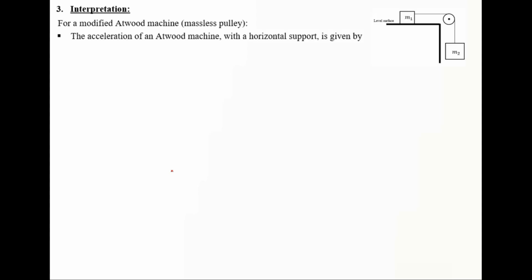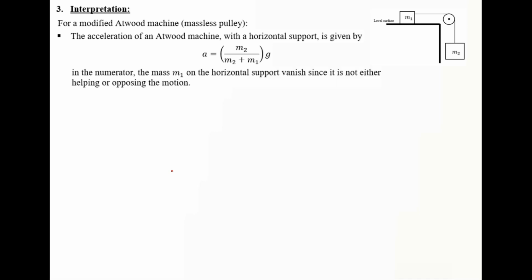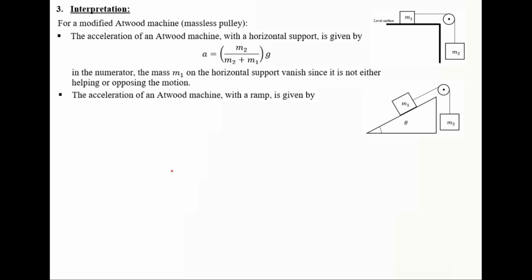Now section 3, interpretation for a modified Atwood machine, massless pulley. So here I'm referring to the first configuration that we have done. The acceleration is given by m2 divided by the total mass times g. In the numerator, the mass m1 on the horizontal support vanishes, since it's neither helping nor opposing the motion, as I have stated previously. Now what about the inclined ramp?